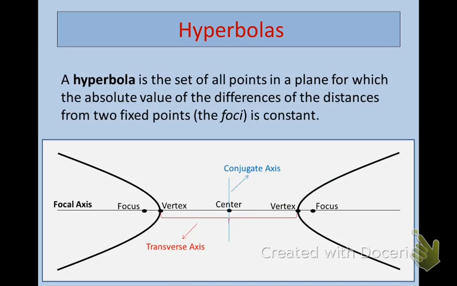The two main things here, so the new thing is that, first of all, your focus is now further from the center than your vertex, whereas in the ellipse, the focus was closer to the center, right? Does everyone see that? And then we have these two new terms, the transverse axis and the conjugate axis, so you do want to make sure you know what those two terms mean. Okay? All right.